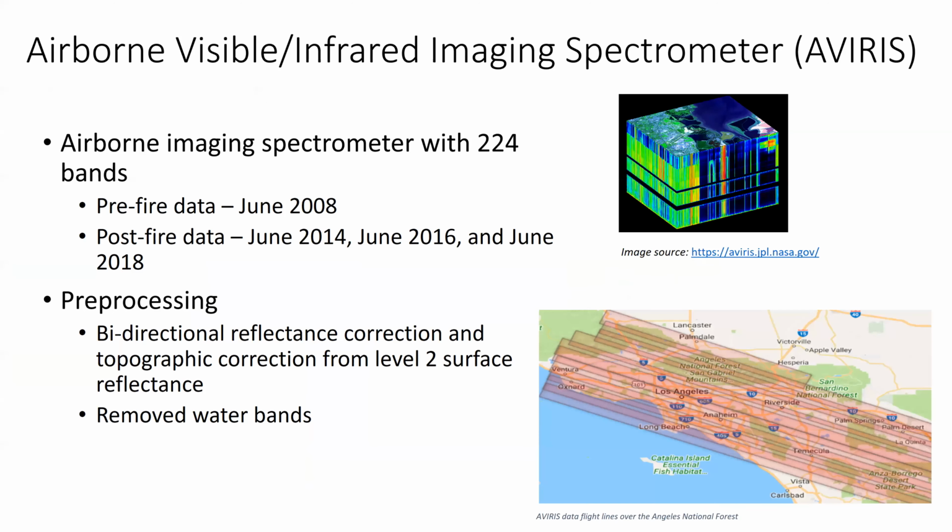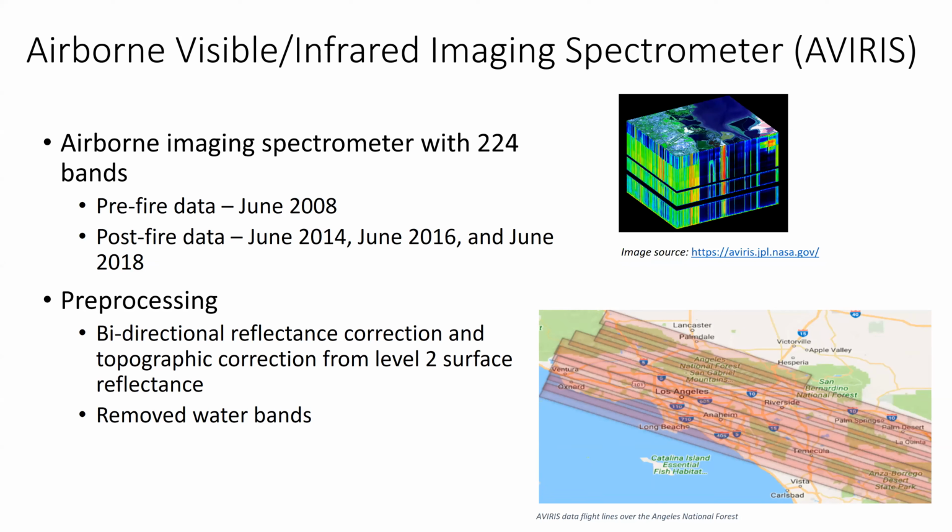And we also used imaging spectrometer data, airborne imaging spectrometer data called AVIRIS. And this is a hyperspectral airborne data with about 224 bands. So it has a high spatial resolution, about 5 meters since it's airborne. And various flights of AVIRIS were flown in this region. And so we were able to get data pre-fire and post-fire, which was not the case in all regions.